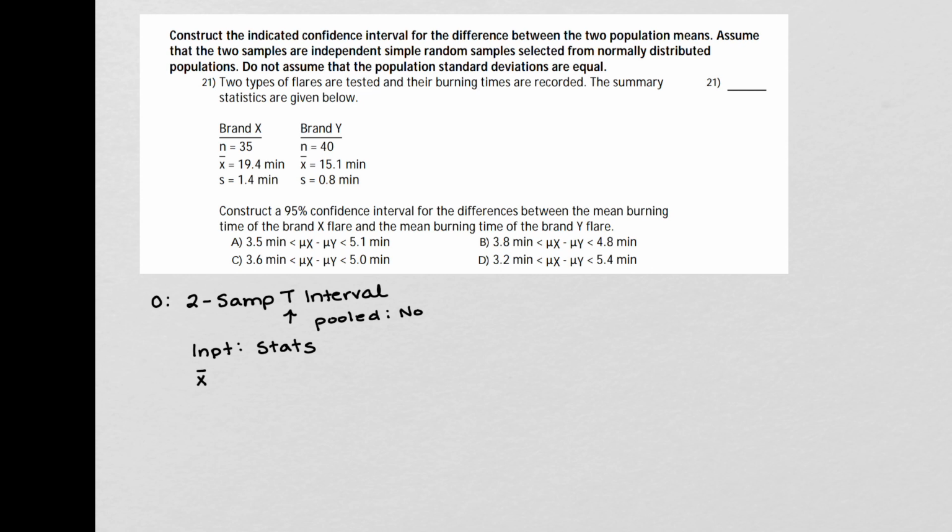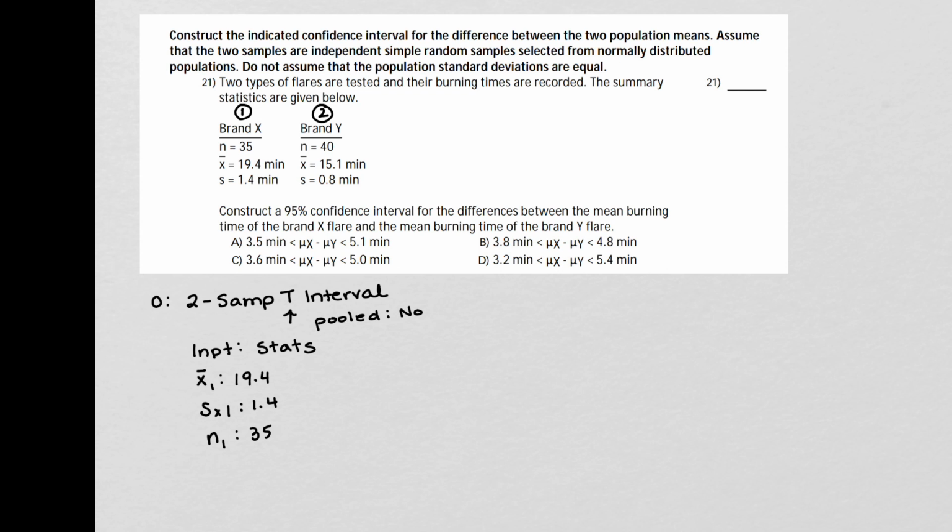So then I put in X bar 1. Be really careful that you are copying the information correctly. They give the sample size first in our list of information, and I'm going to call brand X group 1 and brand Y group 2. So X bar 1 would then be 19.4. SX1 would be the 1.4 minutes, and N1 is 35.